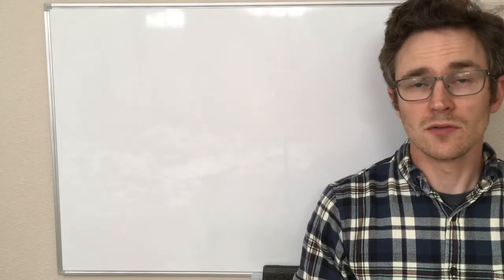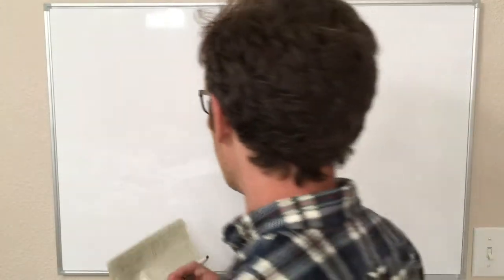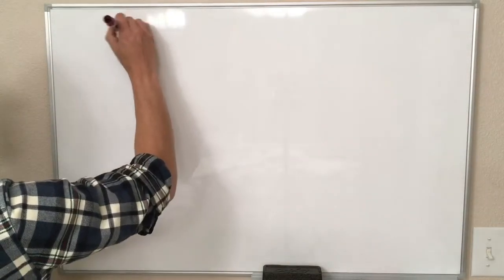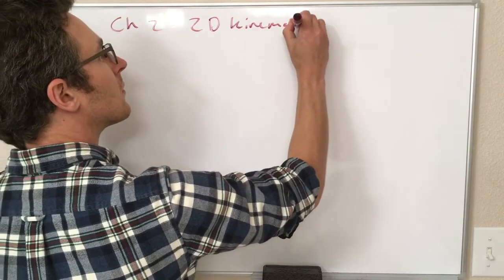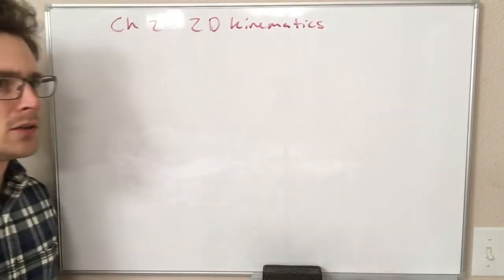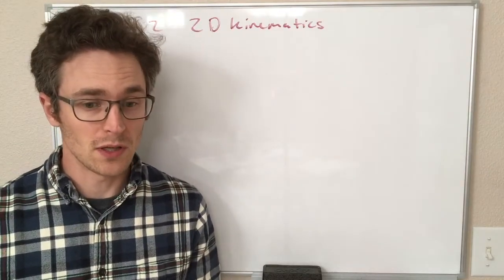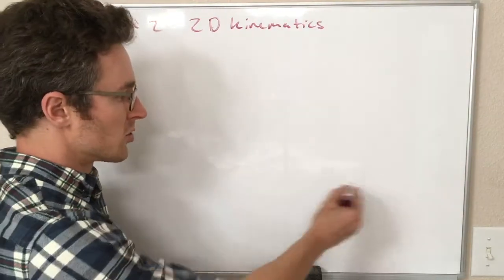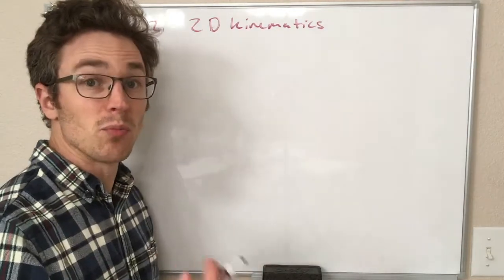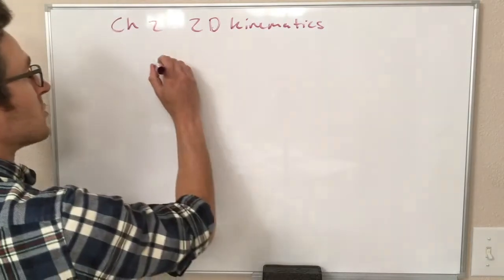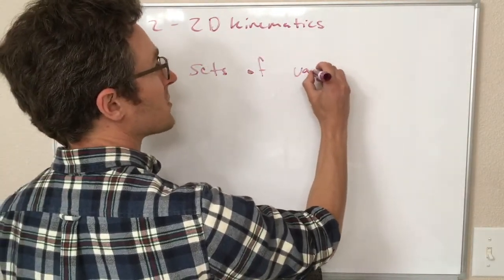Today we're going to start the two-dimensional part of Chapter 2 for real. So Chapter 2 is 2D kinematics. And our 2D kinematics is going to be a lot like our 1D kinematics, the difference being, in addition to our motion along the x direction, now we're also paying attention to motion along the y direction, and we're dealing with both of those at the same time, which means we have two sets of variables.